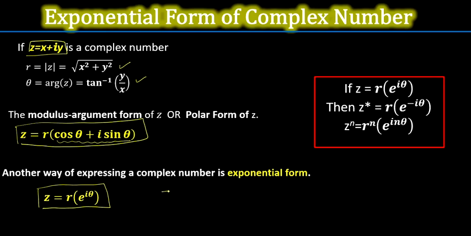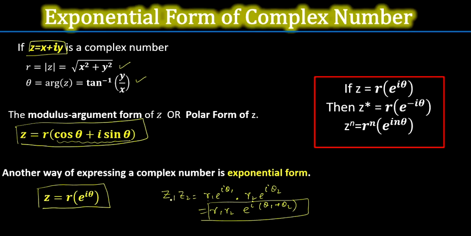For example, if I'm saying z1 into z2, and my z1 is r1 e^(iθ1), my z2 is, suppose, r2 e^(iθ2), we are multiplying here r1 into r2, multiply them, base same, powers added. You can simply prove that property that when complex numbers are multiplied, modulus are multiplied and arguments are added with this exponential form. You got the idea clear?